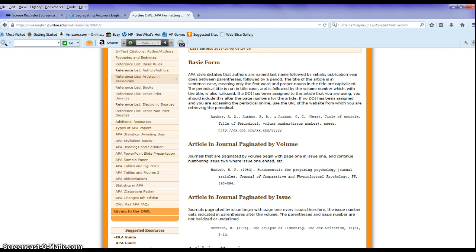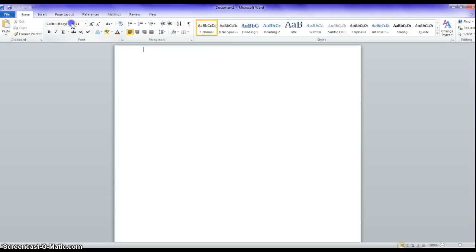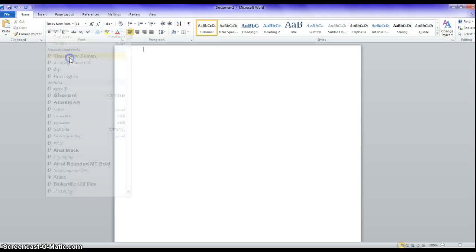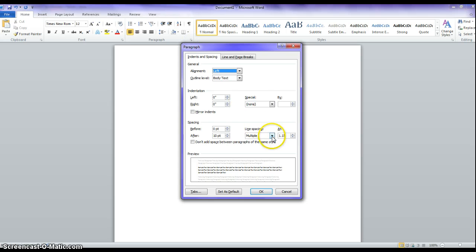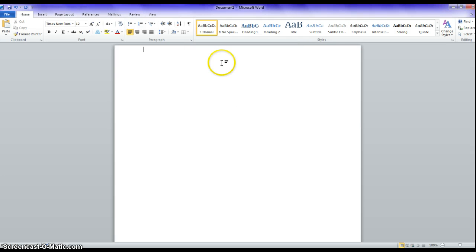So then I went to my Word document, and it's important that for APA you're in Times New Roman, you're using a 12-point font. You also are going to want to check your spacing and make sure that you are double spaced, and you're going to want a hanging indent for your references. So in the center of your page, you're going to write references.